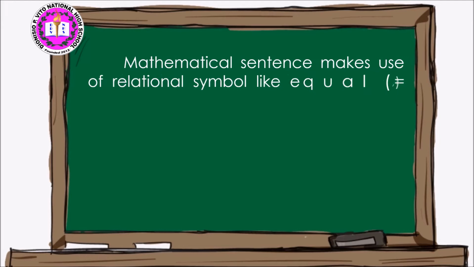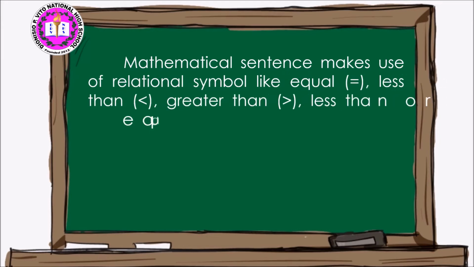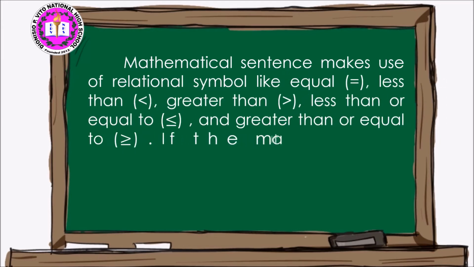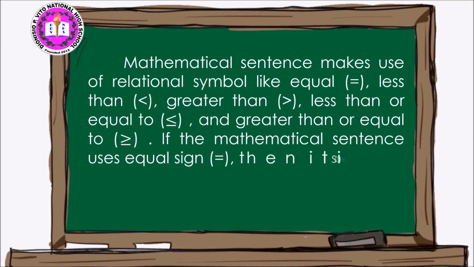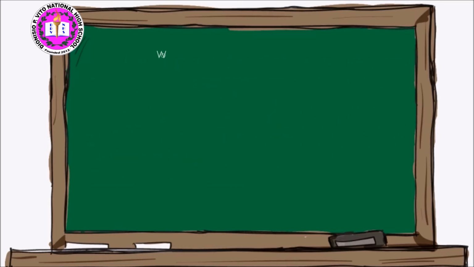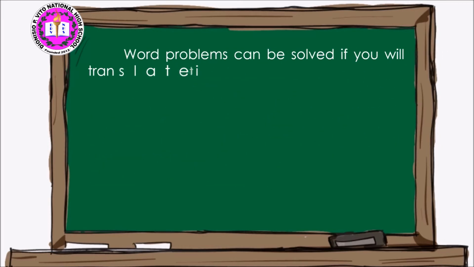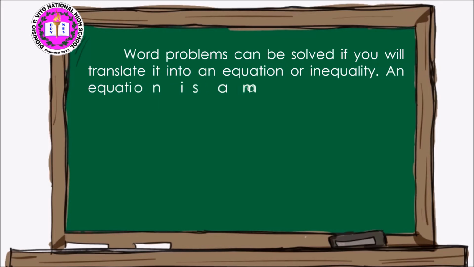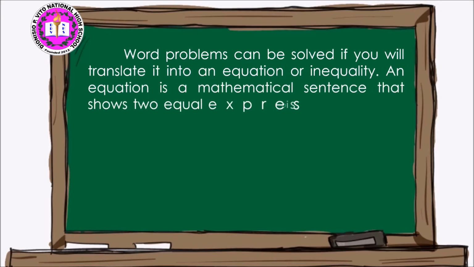A mathematical sentence makes use of relational symbols like equal, less than, greater than, less than or equal to, and greater than or equal to. If the mathematical sentence uses the equal sign, then it is an equation. Otherwise, it is an inequality. Word problems can be solved if you translate them into an equation or inequality.